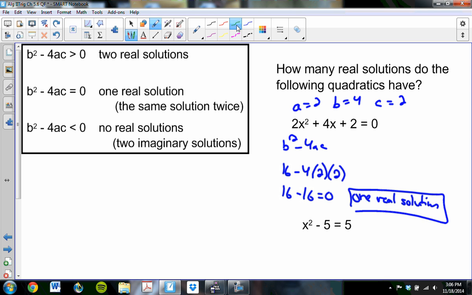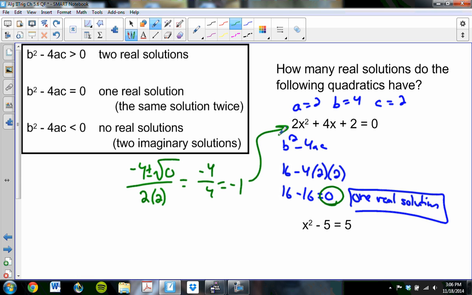So, again, if I wanted to, I could do the quadratic formula and find this, negative 4 plus or minus the square root of 0, because this came out to a 0 all over 2a. Well, because it's plus or minus 0, that's really just negative 4 over 4, which means that my solution to this problem is just x equals negative 1.